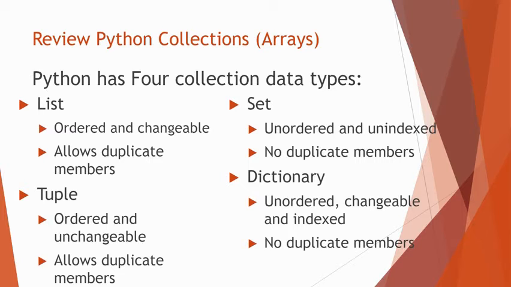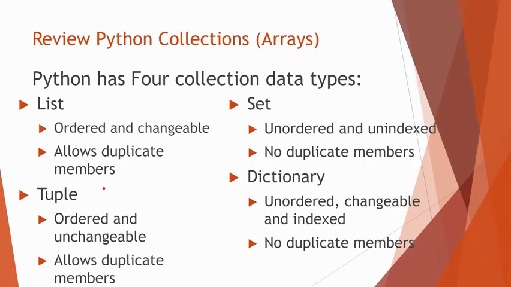There are 4 collection data types that can arrange data in arrays. The first one, called lists, that I just mentioned. Lists are ordered and changeable. They allow duplicates.